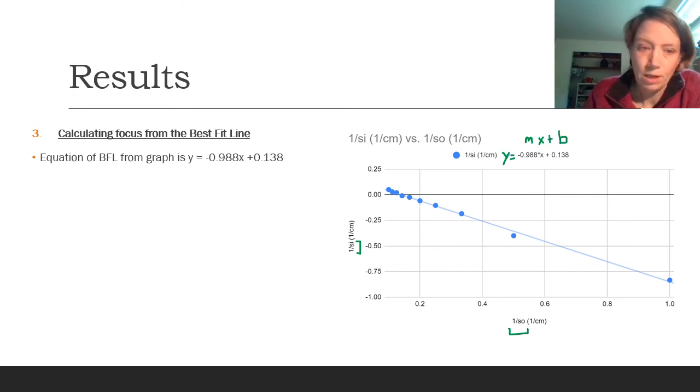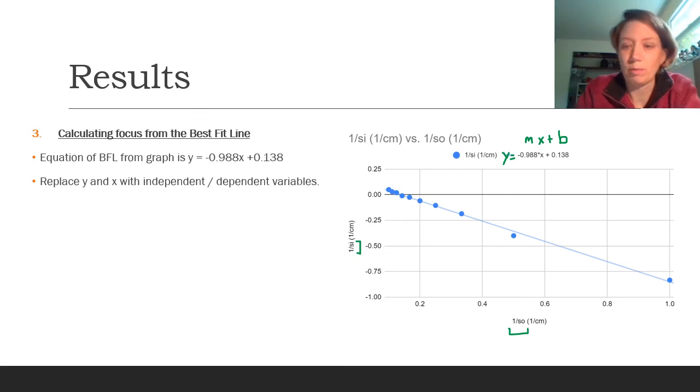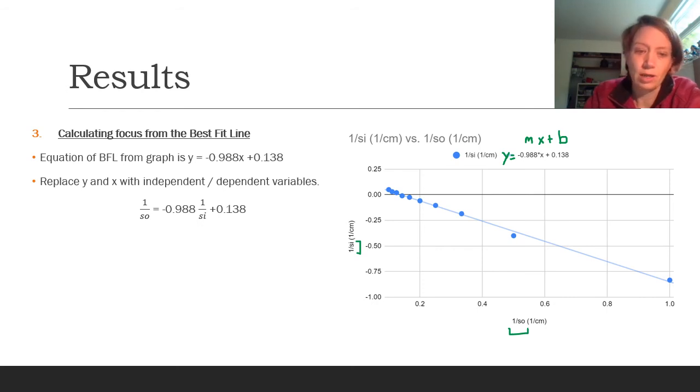value right there. So the first thing I would do is I would replace the x and y in that equation that's printed with the independent and dependent variables that I graphed, because that's what's on my axes. And so I graphed 1 over SO on the x-axis and 1 over SI on the y-axis. So I just replace those letters in the equation with my actual physics variables. And now my equation looks like this. 1 over SO equals negative 0.988 times 1 over SI plus 0.138.